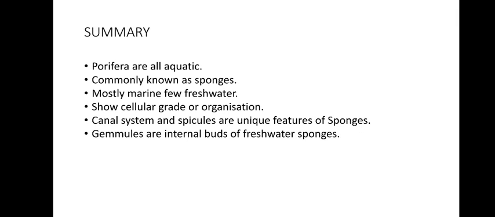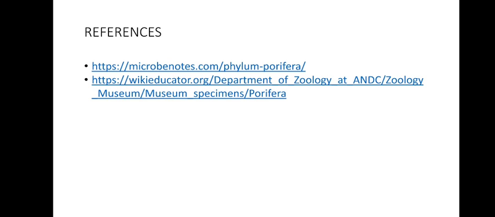And that's all for today. The summary of this session is that poriferans, also known as sponges, are all aquatic, mostly marine, few freshwater. They are commonly called sponges, and they show cellular grade of organization and a cell aggregate type of body plan. Special features are the canal system and spicules. Gemmules are internal buds which also help in tiding over the unfavorable conditions. These are my references for today's class. Thank you.